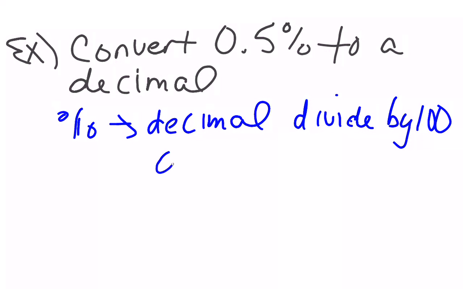So we take the number 0.5 and divide it by 100. And again, you can use a calculator to help you out. In this case, dividing this by 100, we get 0.005.